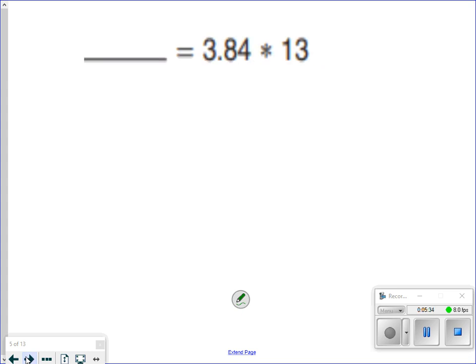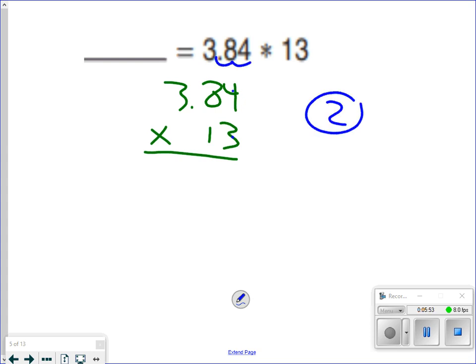Now, I haven't said this in the video, but for you 6th graders, you need to press pause while you're doing this and see if you can solve it, okay? 3.84 times 13. I'm going to multiply. By the way, I've got 2 numbers after the decimal, so I have to make sure I move them 2 spots at the end.